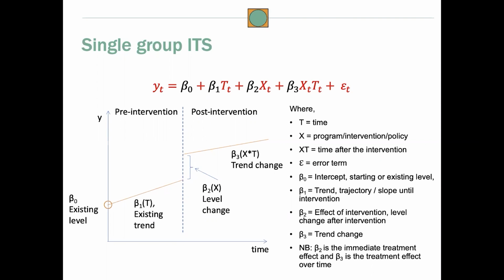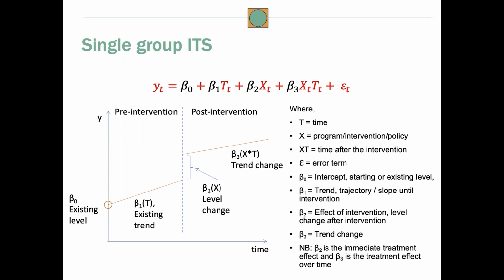You'll also notice in the equation we have coefficients, and those are in black. Beta 0 is the intercept, or starting or existing level of the outcome at the beginning of the series. Beta 1 is the slope or trend prior to the intervention. Beta 2 is the change in the level of the outcome that occurs in the period immediately following the introduction of the intervention. It's also the immediate effect of the intervention, and it provides information on the level change after the intervention. Beta 3 is the change in trend in the post-intervention period. It's basically the difference between the pre- and post-intervention slopes.